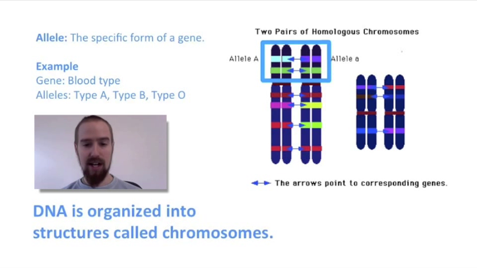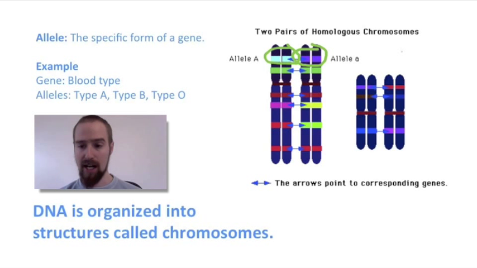For example, let's say that this top gene in this set of homologous chromosomes codes for eye color. On one chromosome, we find alleles for blue eyes, and on the other, we find alleles for brown eyes.